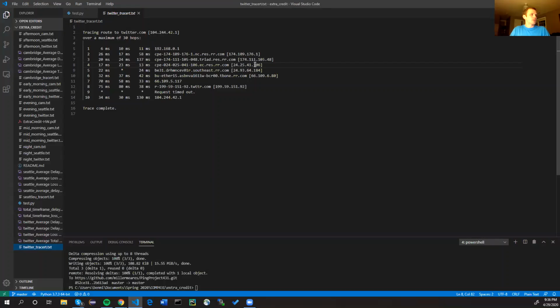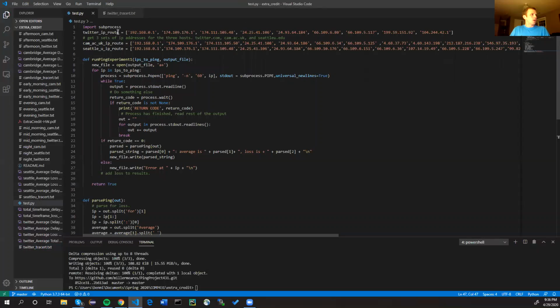And we have the IP addresses here, which are notable. So then what I did is I made this Python file where I put each of those IP addresses for each route in an array in order. And then I made a run ping experiment function, which takes in an array and an output file and goes through each IP address in the array and runs a ping trial, and then outputs it to a parse ping function, which then outputs it to a file so that I can use the data.